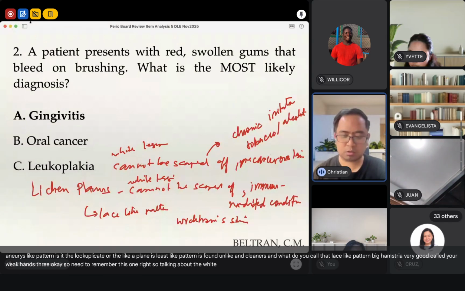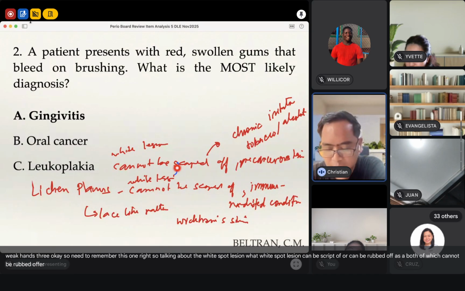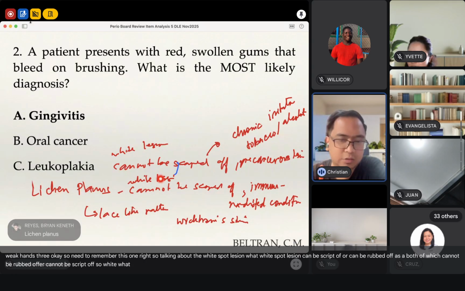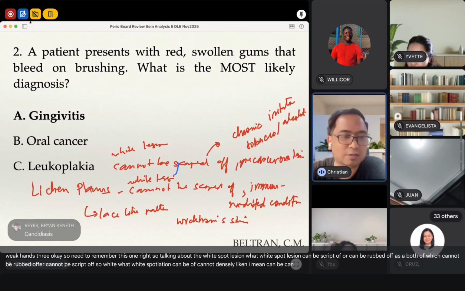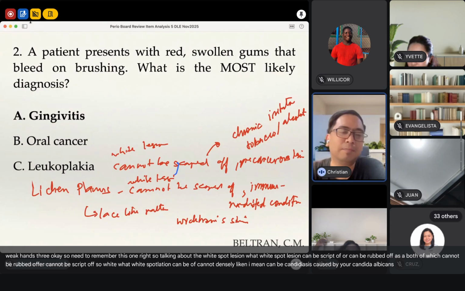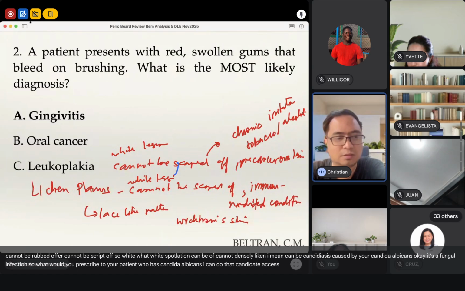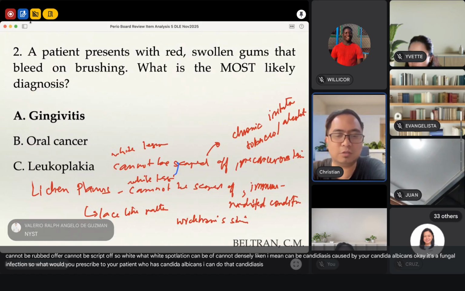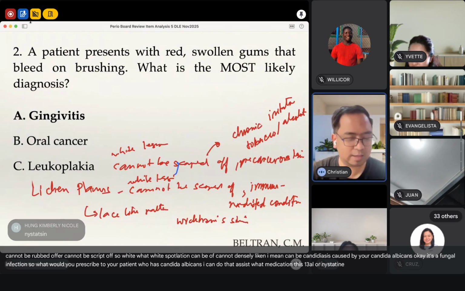Talking about white lesions, which white lesion can be scraped off or rubbed off? Both leukoplakia and lichen planus cannot be scraped off. So which one can be? Candidiasis, caused by your Candida albicans. It's a fungal infection. So what would you prescribe to your patient who has candidiasis? What medication? Nystatin, an antifungal. All right?